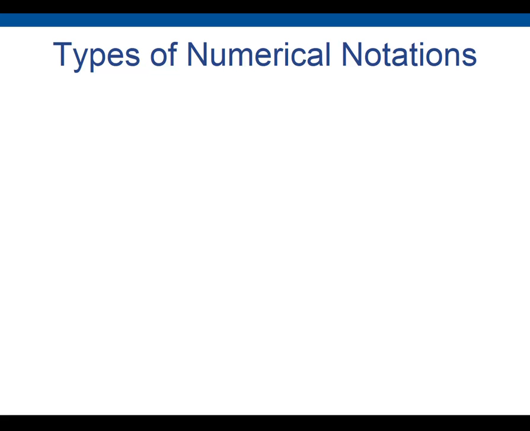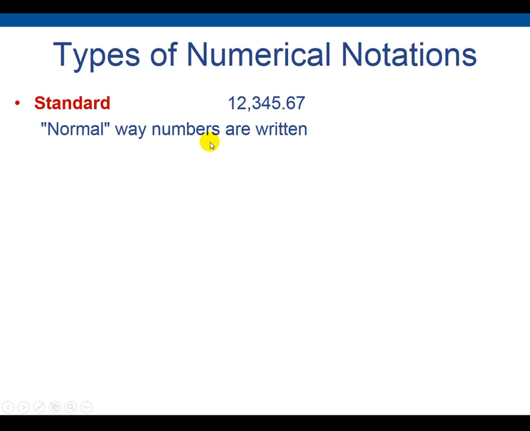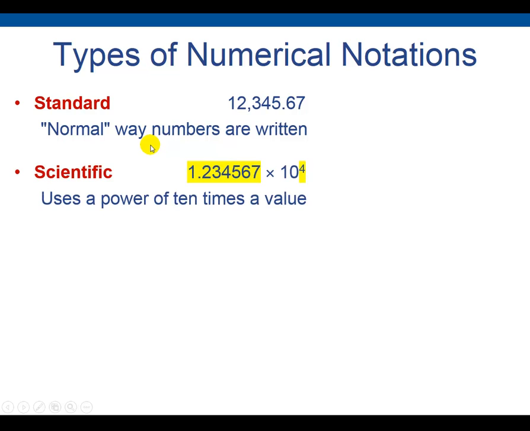The first one is standard notation. Standard notation is just standard. As you can see, the number here, 12,345.67. This is just the normal way numbers are written. Another way we can use is scientific notation. We can convert this standard notation into scientific notation.